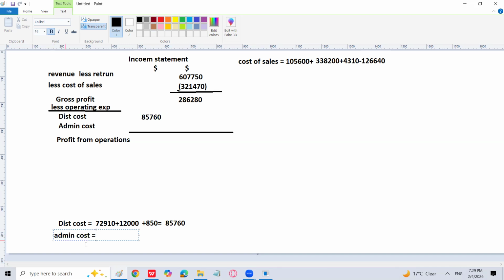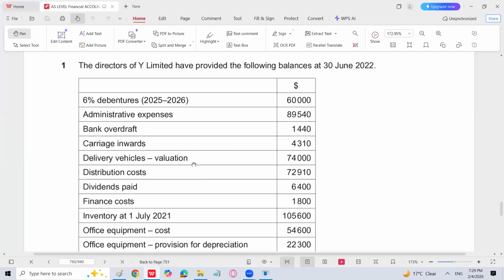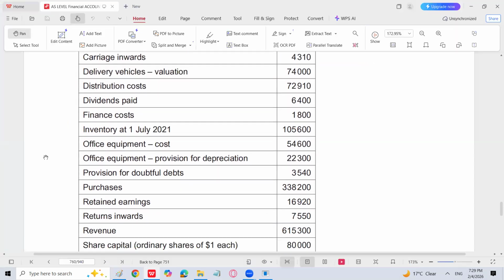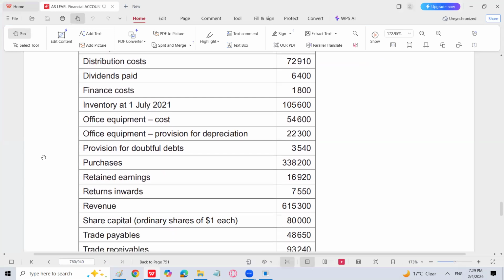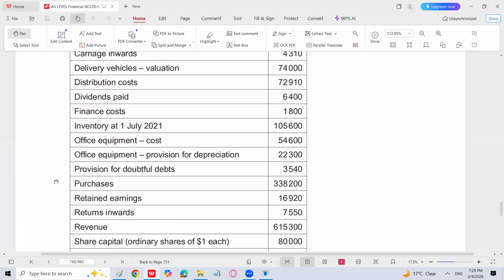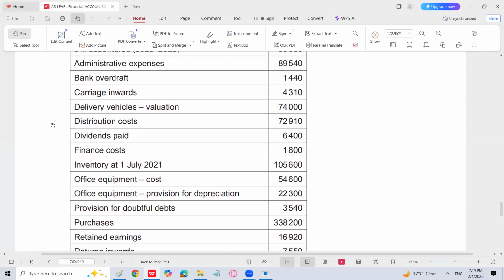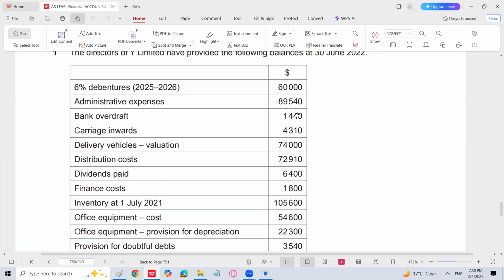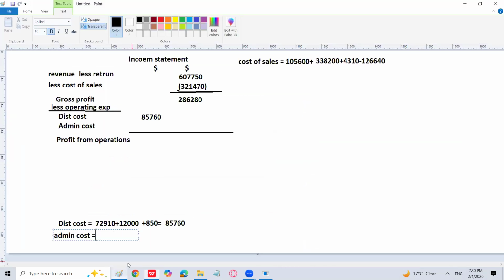That is important now. So admin cost is already given in the data, administrative expenses 89540. So I will write here first 89540, and then I'm going to use it.